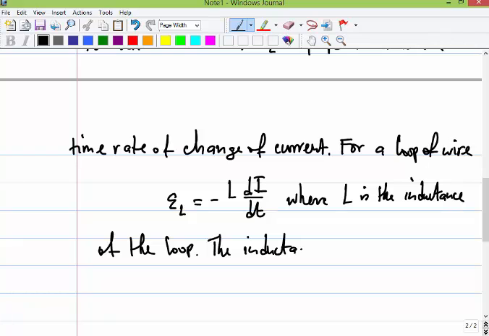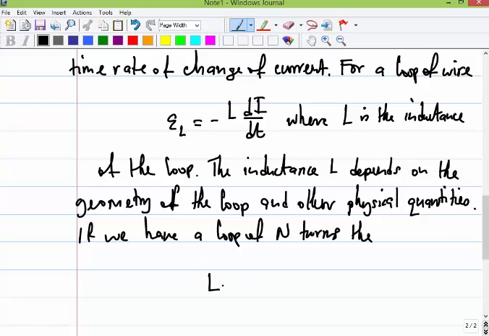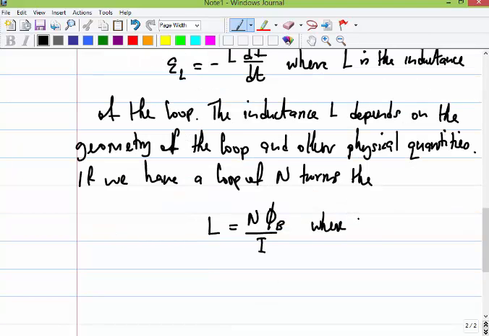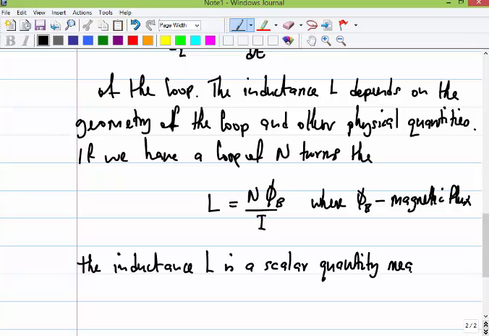Inductance L depends on the geometry of the loop. If we have a loop of N turns, then the inductance L is equal to N phi subscript B over I, where phi subscript B is the magnetic flux. L is a scalar quantity, and it's measured in henries. The symbol will be H.